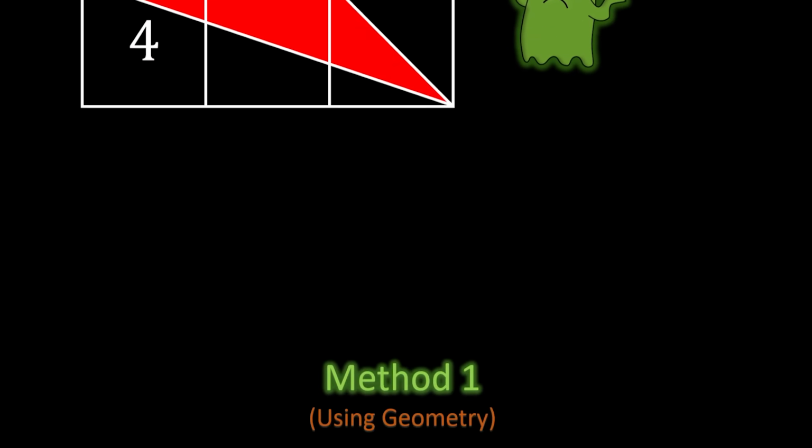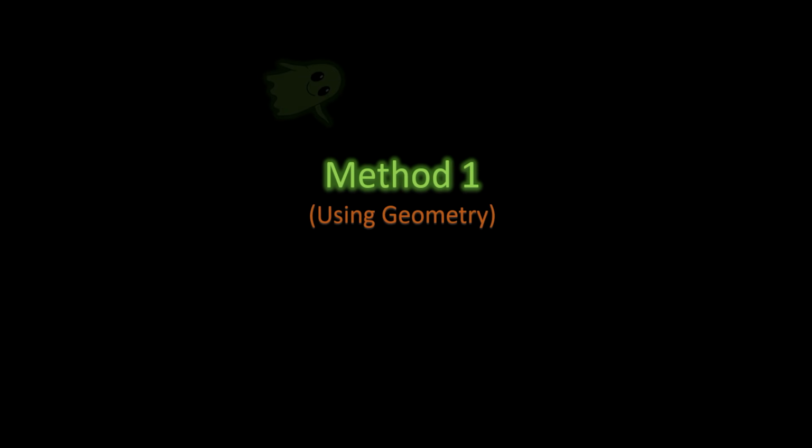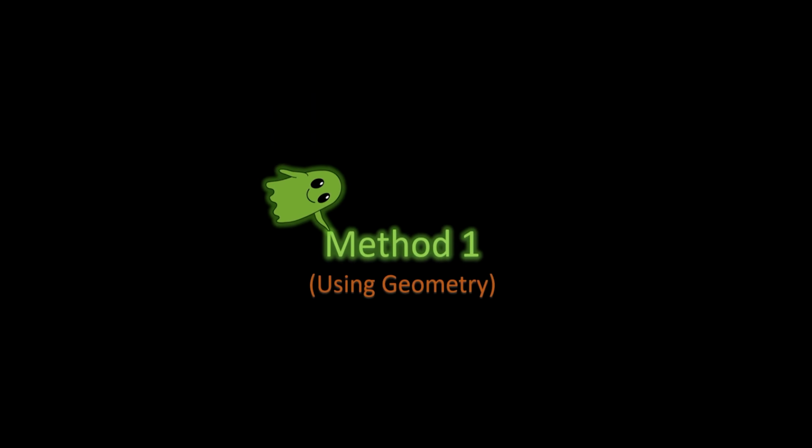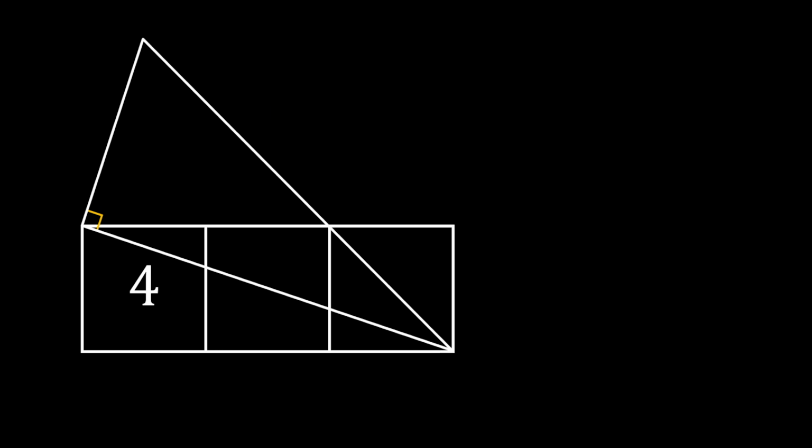Alright, so let's start with method number 1, using geometry. First, we know that the area of our small square is equal to 4, and since the area of the square is equal to the side squared, we can easily find that the side of our small square must be equal to 2, so we're going to first label all those sides.